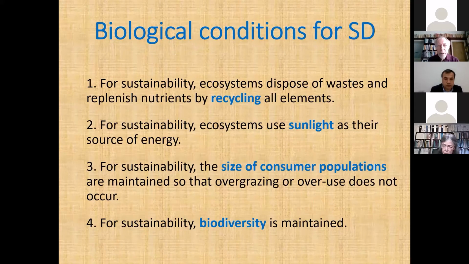Recycling, use sunlight as the ultimate source of energy. Remember, the size of consumer populations can't be too big. And biodiversity has to be maintained. Biodiversity, we talked about much, is very important.